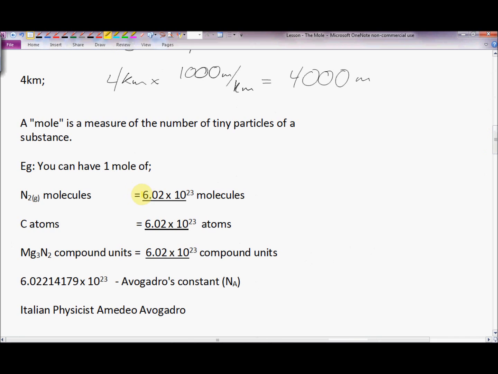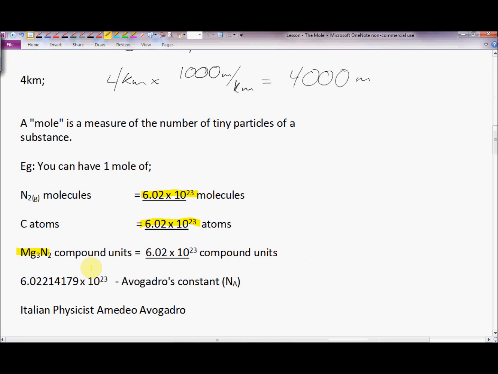6.02 times 10 to the 23, a very large number of molecules. You can see the convenience of using the mole, just so you don't have to use scientific notation all the time to represent numbers of particles. Carbon atoms, even though we're not talking about molecules, we're talking about atoms, we can still use the mole. If we say 6.02 times 10 to the 23 atoms, we're basically talking about 1 mole of carbon atoms. Even an ionic compound like magnesium nitride.